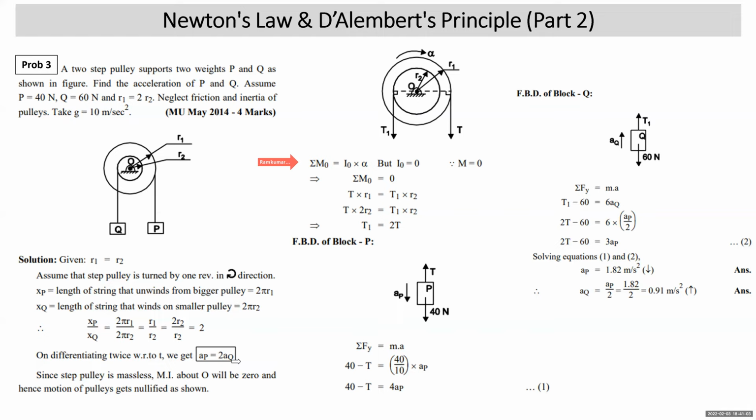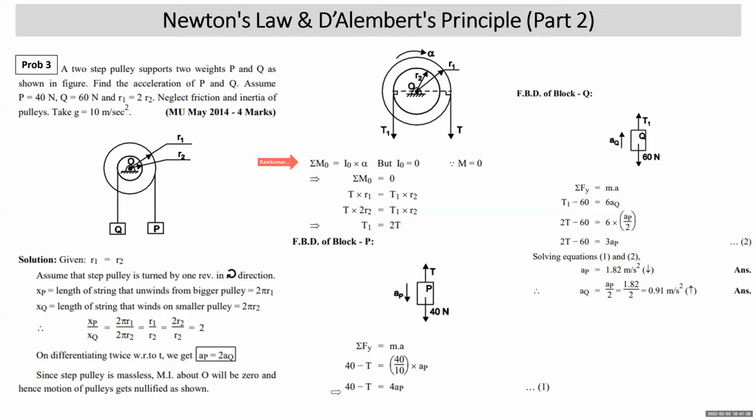Then we consider the free body diagram of the two blocks. First, we consider the FBD of block P. We understood that it will accelerate down. 40 Newton is the weight, T is the tension, and acceleration is AP. Now apply sigma Fy is equal to MA. 40 minus T is equal to 4AP. Why 4AP? Weight upon g, 40 upon 10. 40 minus T is equal to 4AP. You got one equation.